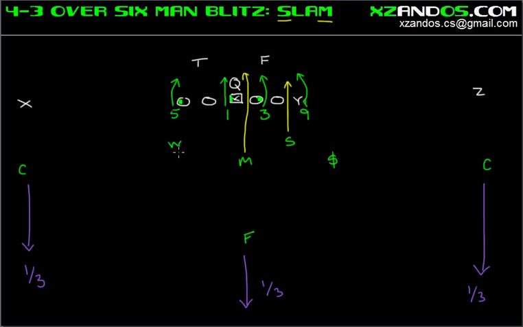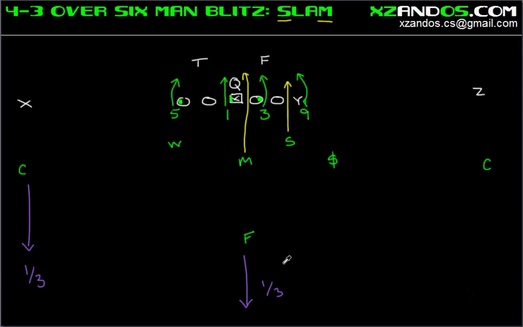And then your will, who is left over, would play basically the hook to curl, and then if something is thrown to the flat, he would have to run down to the flat. Same thing for your strong safety. He would play hook to curl, and then if something was thrown down to the flat, he would run down to the flat. And so you could play a soft cover 3 behind this slam call. So it would be 4-3 over slam soft cover 3, or whatever you want to call it. Those are just some ideas as far as pass coverage behind it.